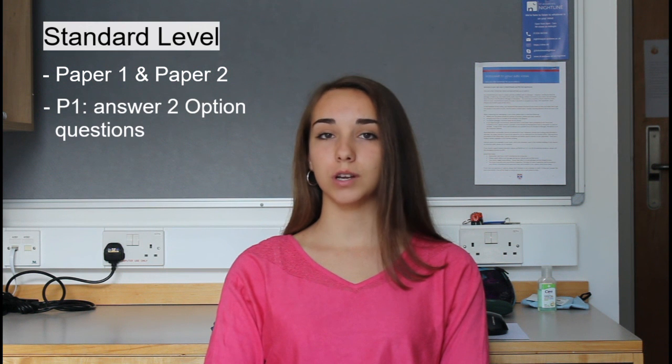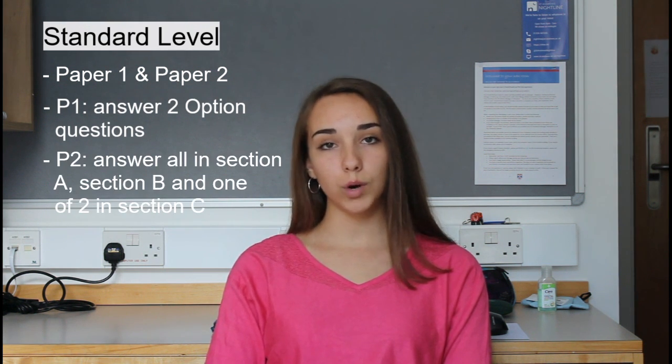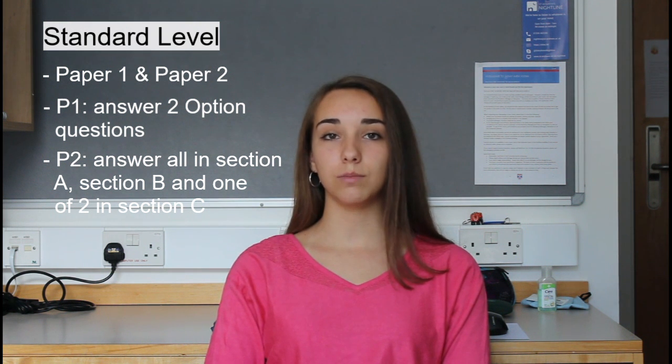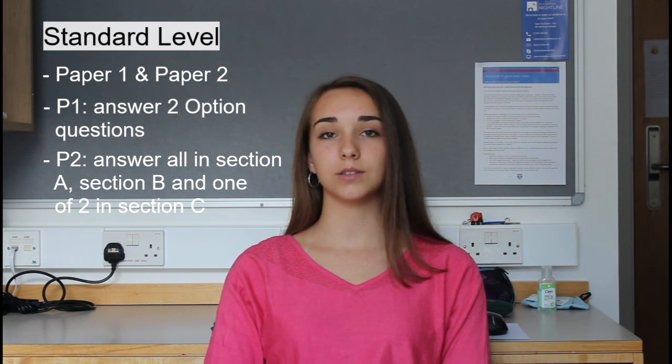So to summarize all this, standard-level students will have to sit paper 1 and paper 2. In paper 1, they will answer 2 option questions on the options they have studied. In paper 2, they will answer all questions in section A, they will answer the question on the infographic in section B, and they will answer one of the 2 proposed questions in section C.